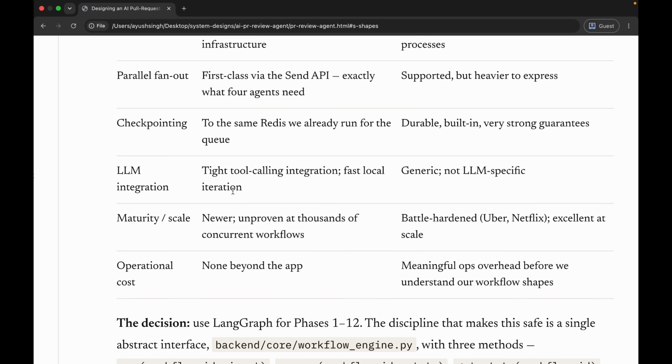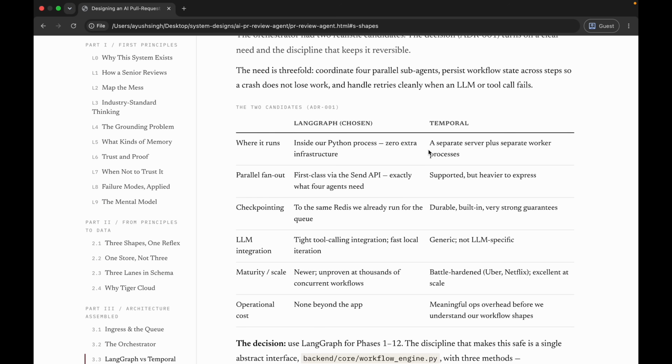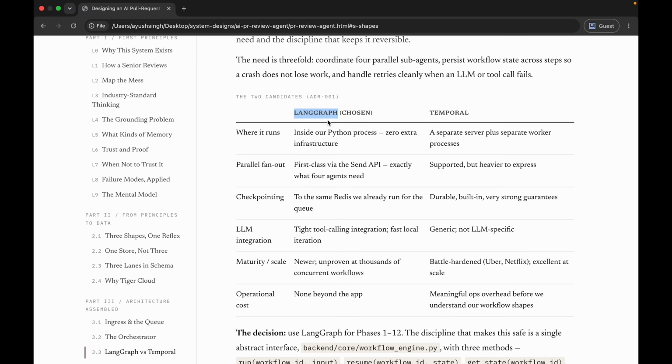Operational cost is none beyond the app, but here you need to manage your own server, you need to understand your own workflow shapes, etc. So for right now, for our worst case, we said, okay, let's go ahead and use LangGraph. But does that make Temporal a bad candidate? Absolutely not. For the MVP development, we may use LangGraph, but if at some point in time we feel that we want to use Temporal, we should be able to switch to Temporal without thinking.